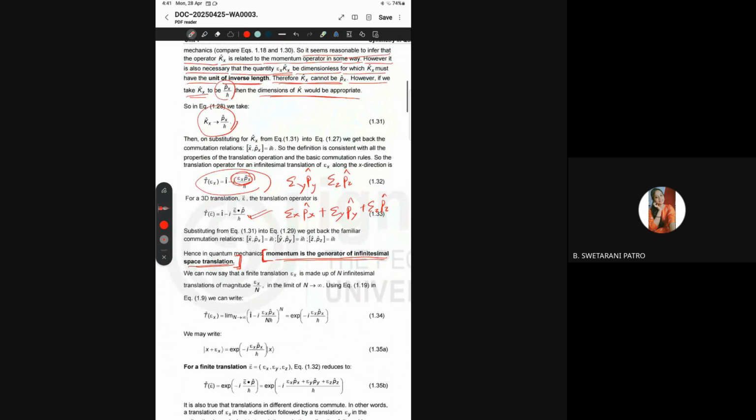So if we take n times, we can say that a finite translation, try to understand this part, is very important. We can now say that the finite translation. Earlier we were talking about infinitesimally small translation. Now we are talking about finite translation, epsilon x, which is made of n number of infinitesimal translations of magnitude epsilon x by n, with limit n going to infinity.